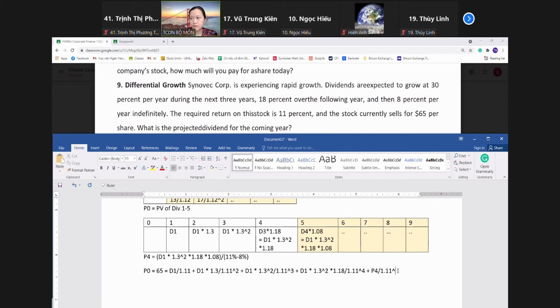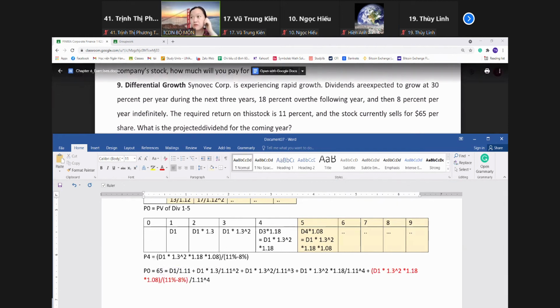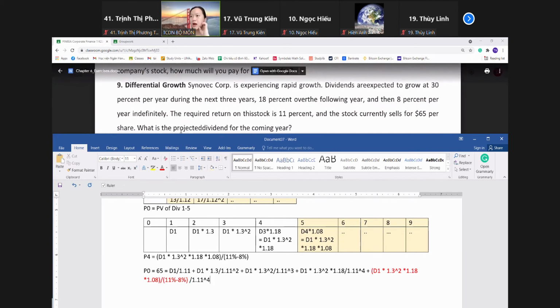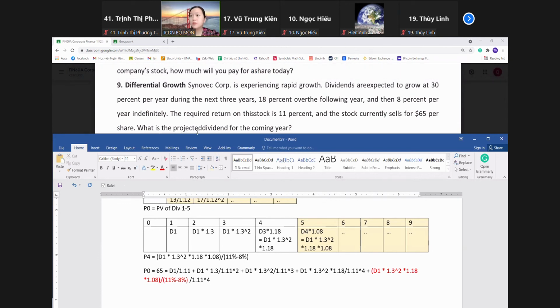Yeah, P4. Okay, so I'm going to replace P4 by the whole term. So you find out that the whole thing on the right-hand side is equal to 65. Then you're going to get the dividend in year 1. Right now, they are asking for the projected dividend in the coming year, which is the dividend in year 1.